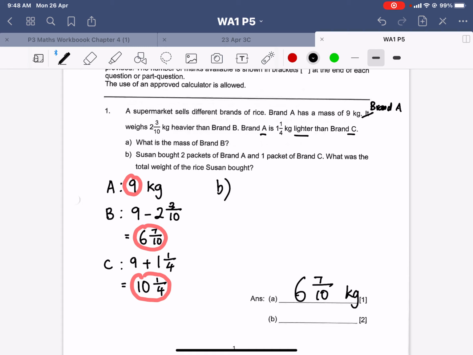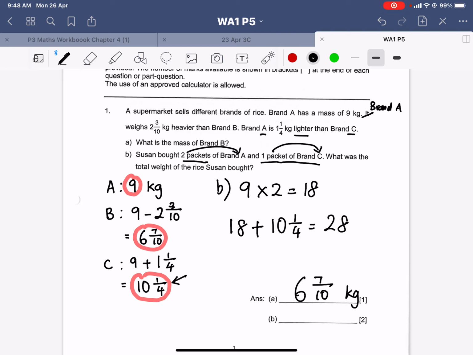Okay, now part B. Susan bought 2 packets of brand A. So 2 packets of brand A will be 9 times 2, right? Because 2 packets, each packet 9 kg. She bought 1 packet of brand C. Brand C is how much? 10 whole 1/4, right? So if I add these 2 packets of A and the packet of C, I will get the final answer already. Bear in mind, calculators are allowed. So if you can't mental sum, you can actually use a calculator.